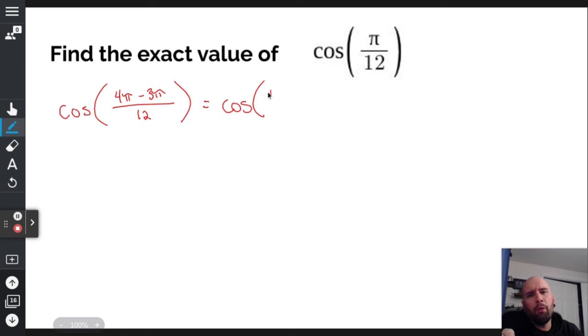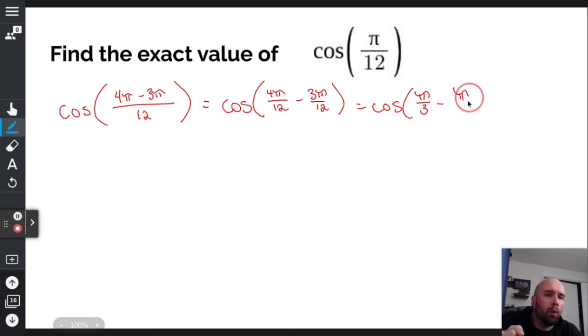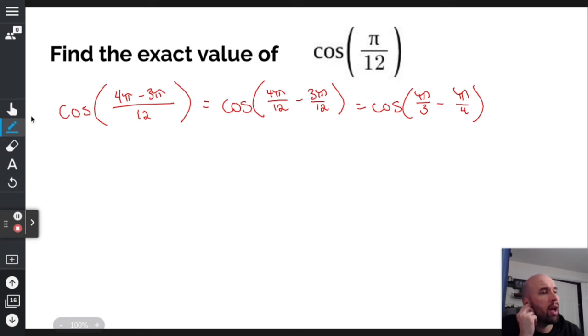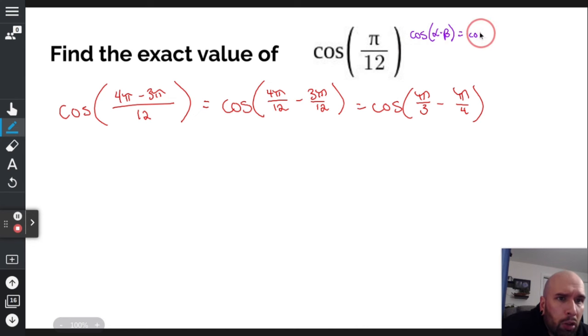So this becomes 4 pi over 12 minus 3 pi over 12, which turns it into cos of pi over 3, something I know, minus pi over 4, something I know. Cosine of pi over 3 minus cosine of pi over 4. Now, in the difference formula from that slide, cos alpha minus beta is the same as cos alpha cos beta. With the cosines, it's the opposite of what you want, so plus sine alpha sine beta.